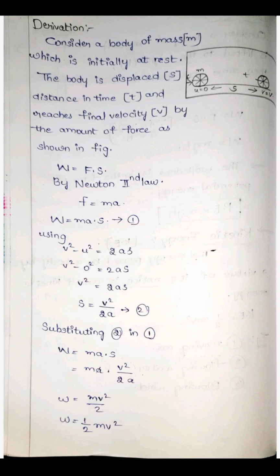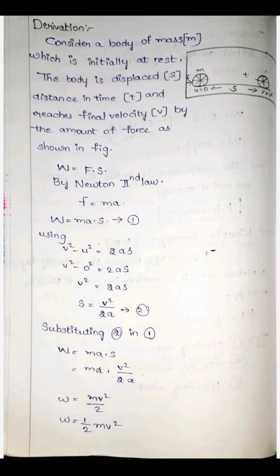Now we go to the derivation of kinetic energy. Consider a body of mass m which is initially at rest. The body is displaced a distance s in time t and reaches final velocity v by the amount of force F as shown in the figure. This means the body is at rest, and when we apply some force on it, it is displaced by some distance. Now W equals F into S. By Newton's second law, F equals ma. We know that. So W equals ma into S.